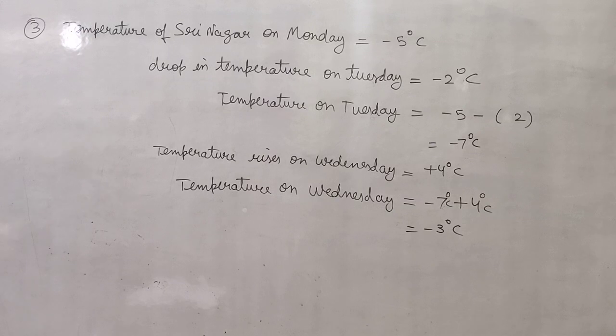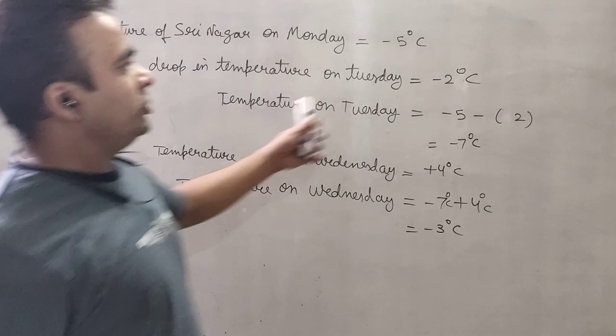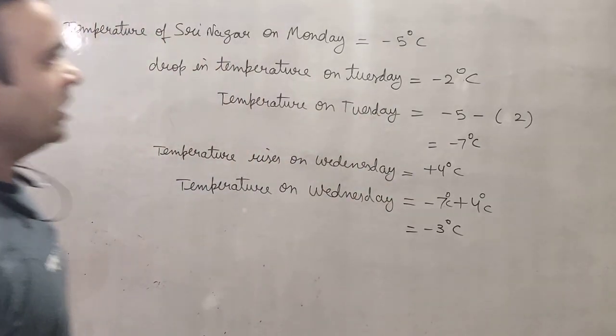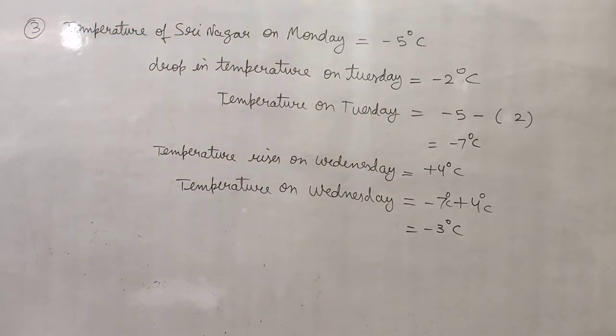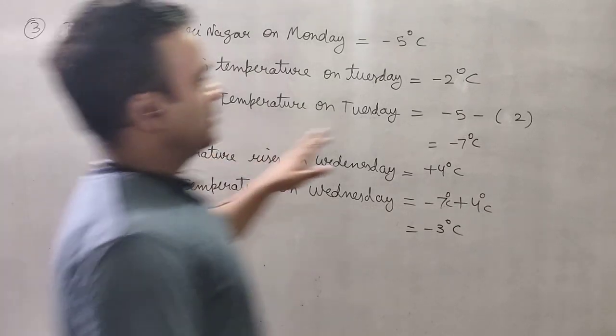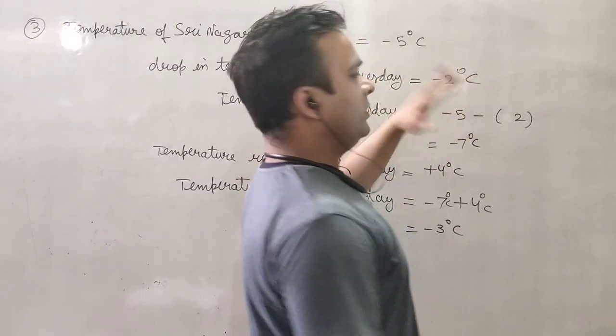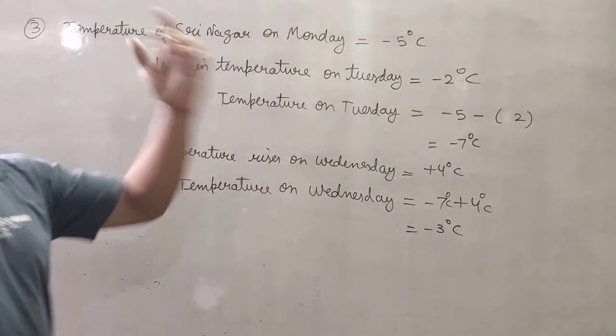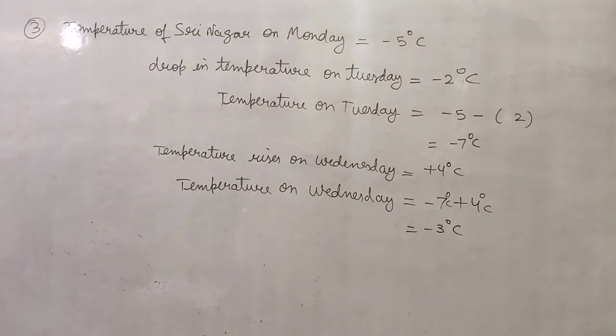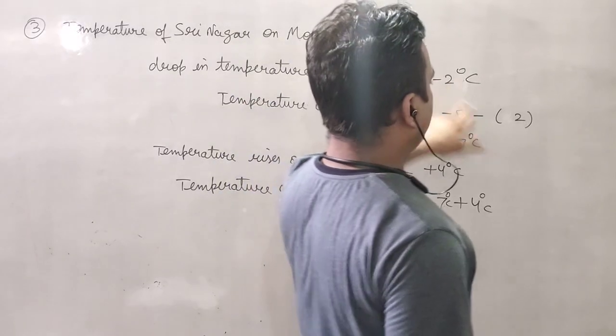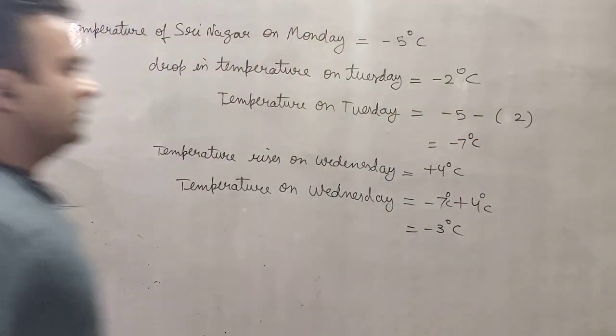Now class, this is question number 3. The temperature of Srinagar on Monday is minus 5 degrees Celsius, and there is a drop on Tuesday, that is minus 2. So after the drop of 2, we will get minus 7, because we were already at minus 5 and 2 more degrees dropped, so it will be minus 7 degrees Celsius. So we will add this minus 2 with this, right?